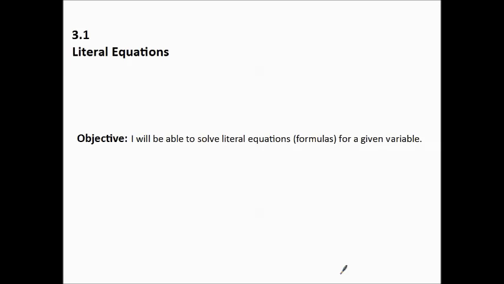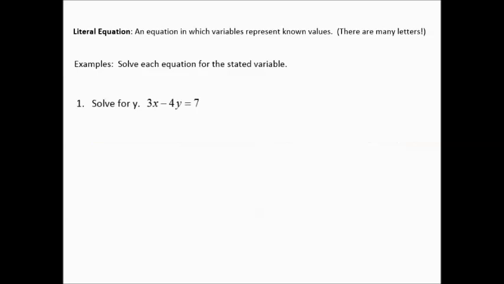In this video, we will look at literal equations. By the end of the lesson, you should be able to solve literal equations or formulas for a given variable. A literal equation is an equation in which variables represent known values. There can be many letters when we solve literal equations. For these examples, we're going to solve each equation for the stated variable.